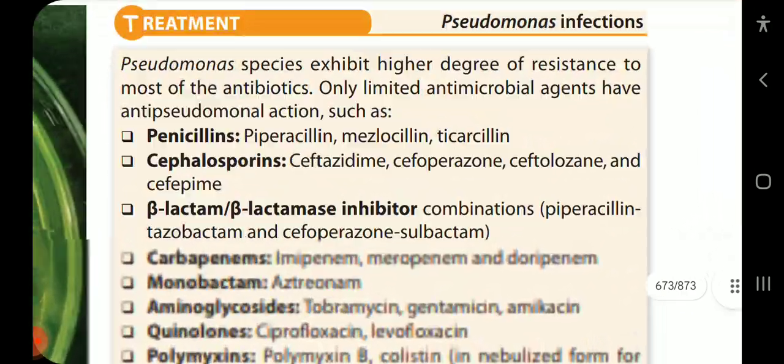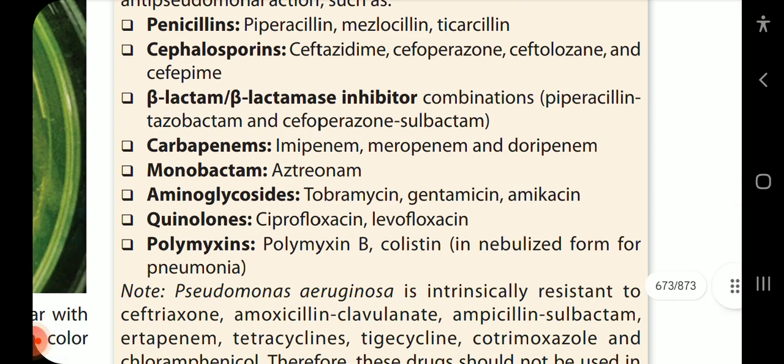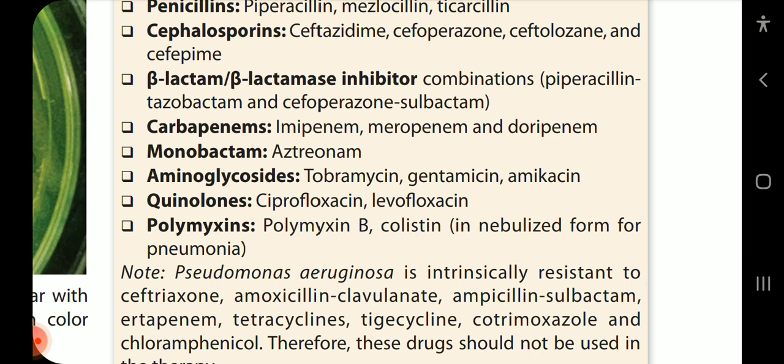Now coming on to the treatment part of Pseudomonas infection. Pseudomonas species exhibit a high degree of resistance to most of the antibiotics. Only limited antimicrobial agents have anti-pseudomonal action such as penicillins: piperacillin, mezlocillin, and ticarcillin; cephalosporins: ceftazidime, cefoperazone, ceftolozane, and cefepime. Beta-lactam or beta-lactamase inhibitor combinations like piperacillin-tazobactam and cefoperazone-sulbactam are given.